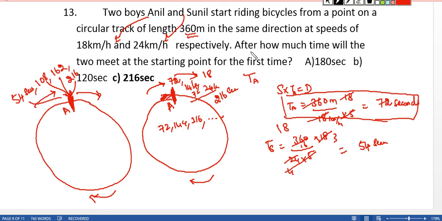So after how much time will the two meet at the starting point for the first time? These two should be right here at the starting point. At what time would they be able to meet? As you can see from the series, he is going to be here at the 216th second, and this guy is going to be here at the 216th second as well. So at the 216th second, both of them are going to be at point A, and they would meet at the same point.